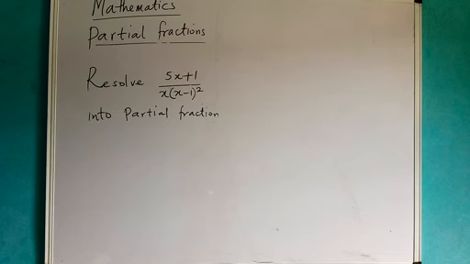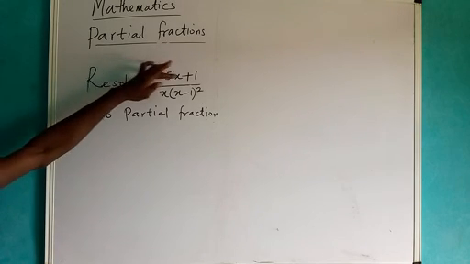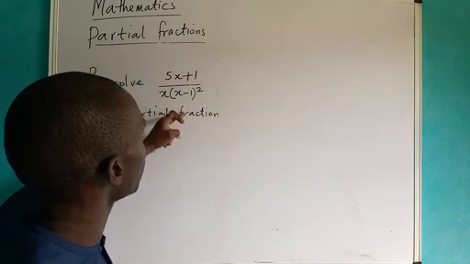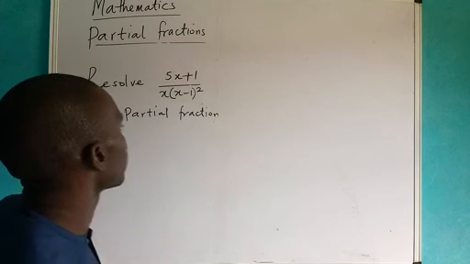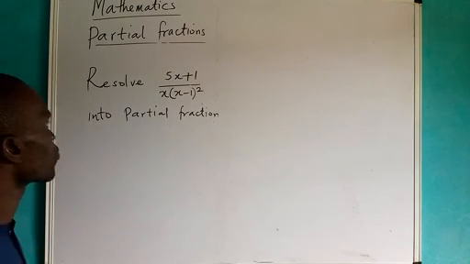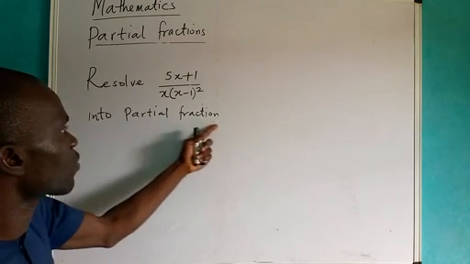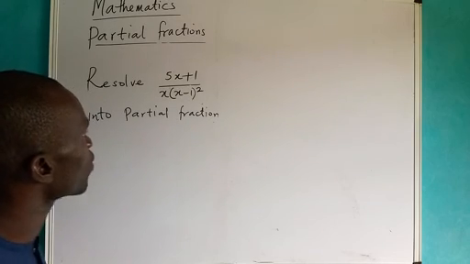Today we are handling partial fraction. From what we have here, we have another question to solve: 5s plus 1 all over s, open bracket, s minus 1 squared. You can see we were asked to resolve it to partial fraction. How can we solve a question like this?